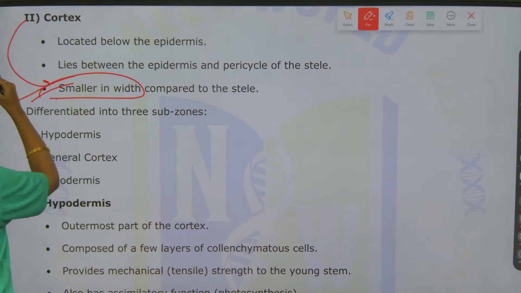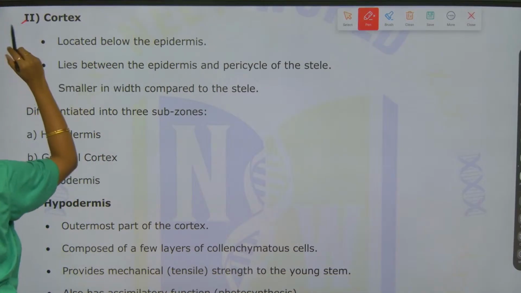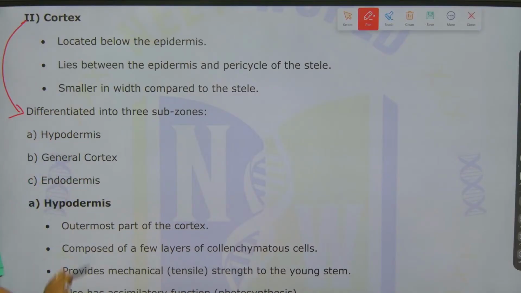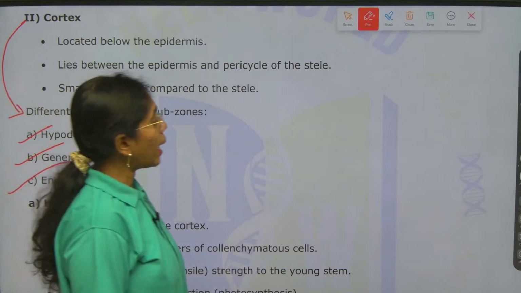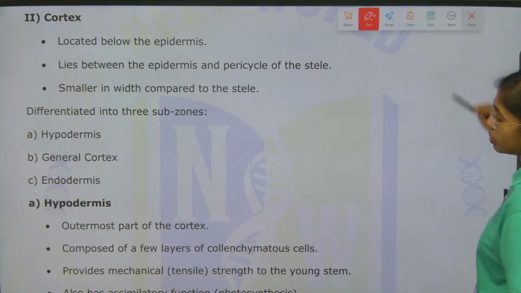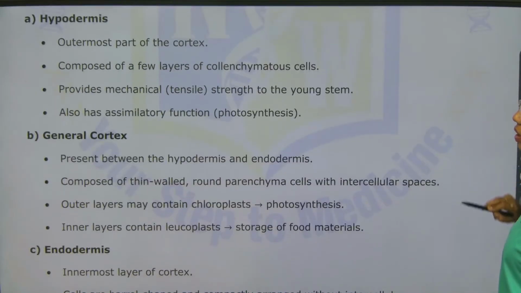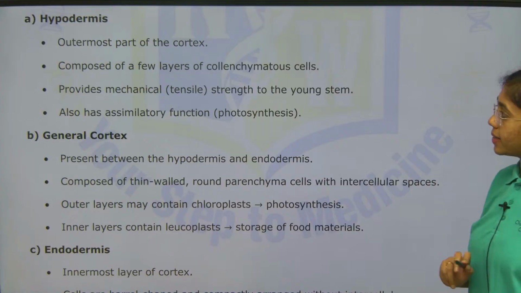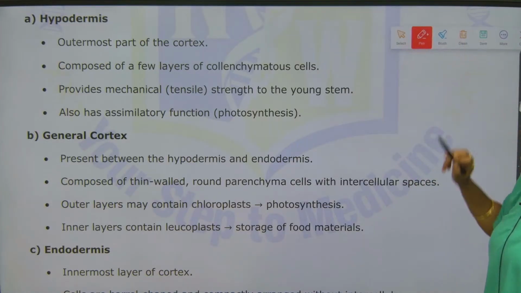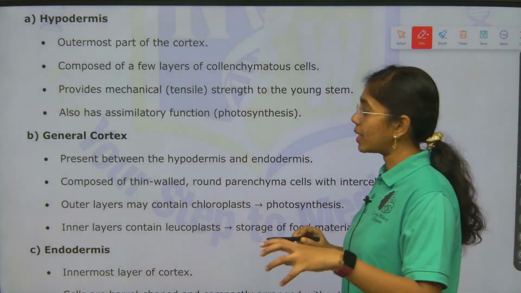But this is important: cortex is differentiated into how many zones? It is differentiated into hypodermis, general cortex and endodermis. Okay, hypodermis, general cortex and endodermis. Here you see hypodermis first. Hypodermis is the outermost part of the cortex region. This is composed of a few layers of collenchymatous cells.